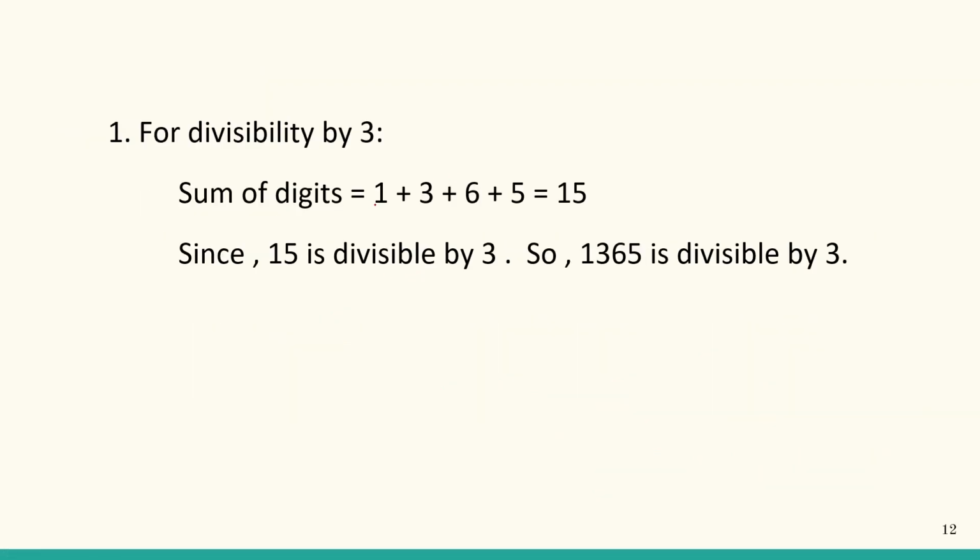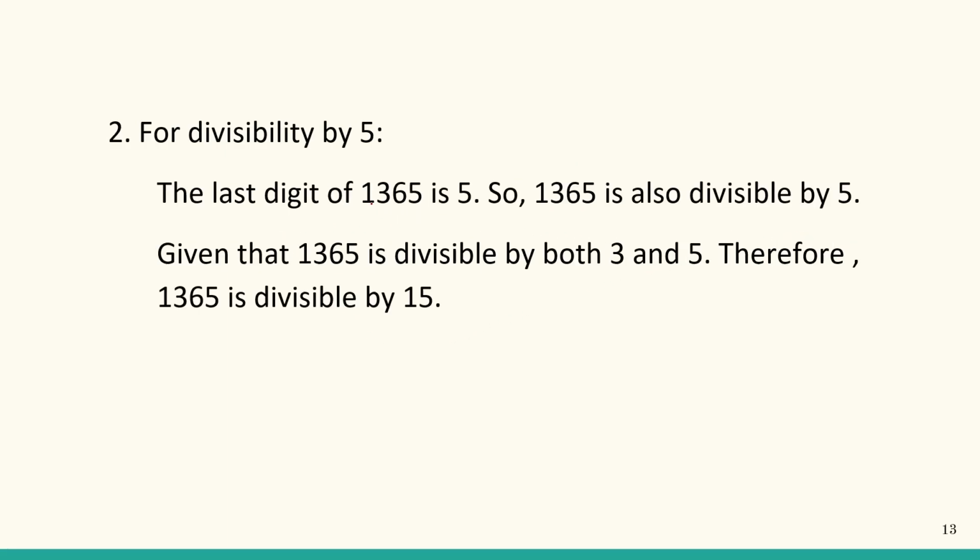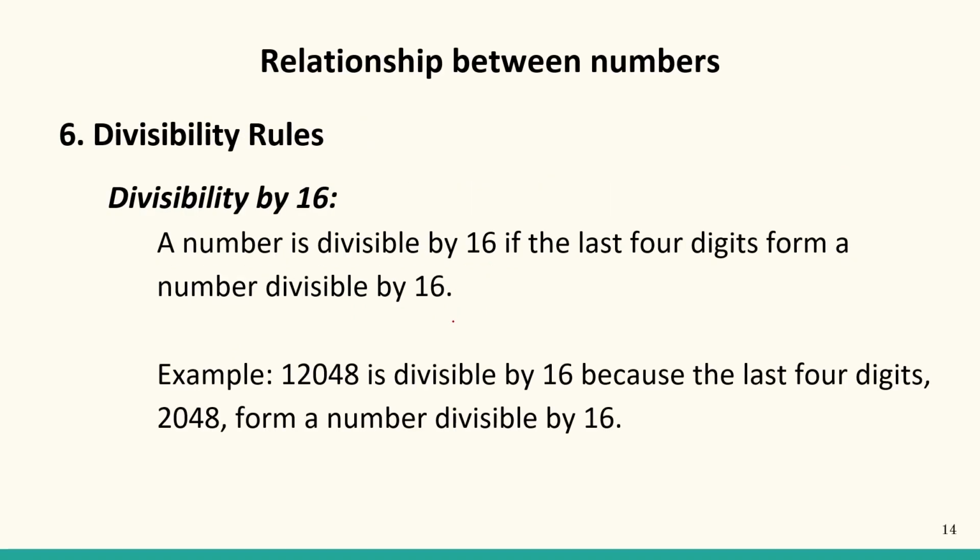So for divisibility by 3, what we did was we added all the digits, and we checked whether this is divisible by 3 or not. Then again, 1365, the last digit is 5, so this is divisible by 5. Therefore the whole thing is divisible by 15. Okay. So let's check the divisibility rule for 16. A number is divisible by 16 if the last 4 digits form a number divisible by 16.